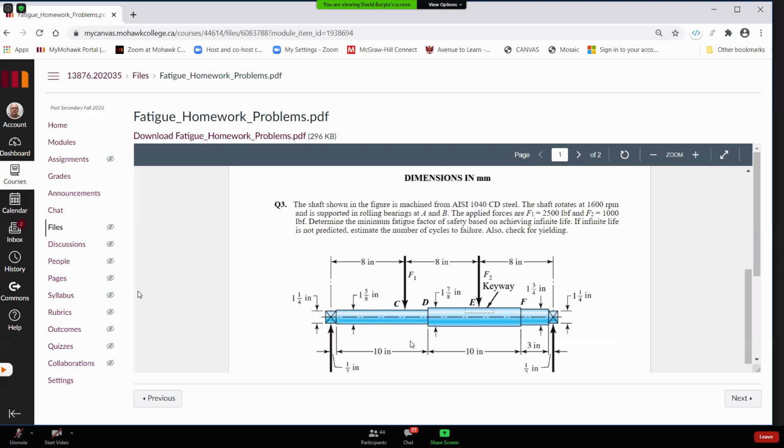So in this particular case, you would have to look at point C, point D, point E, where there's a keyway, and point F, all right? So on the test, it may just say, determine the factor of safety against fatigue for point D.